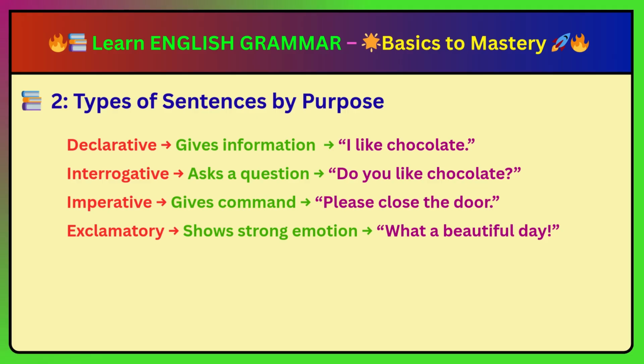3. Imperative sentence. An imperative sentence gives a command, request, or instruction. Example: please close the door. It tells someone to do something. 4. Exclamatory sentence. An exclamatory sentence shows strong emotion or feeling. Example: what a beautiful day. It expresses excitement, surprise, happiness, or other strong emotions. Now, let us move on to a short quiz.